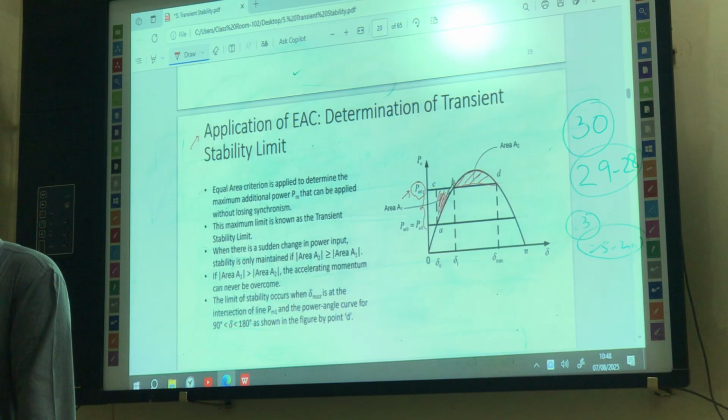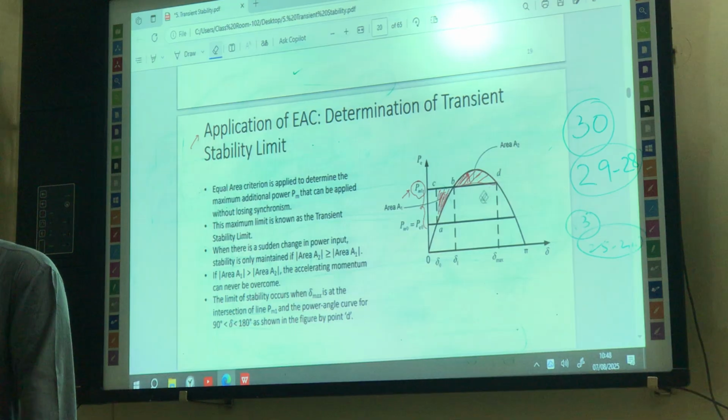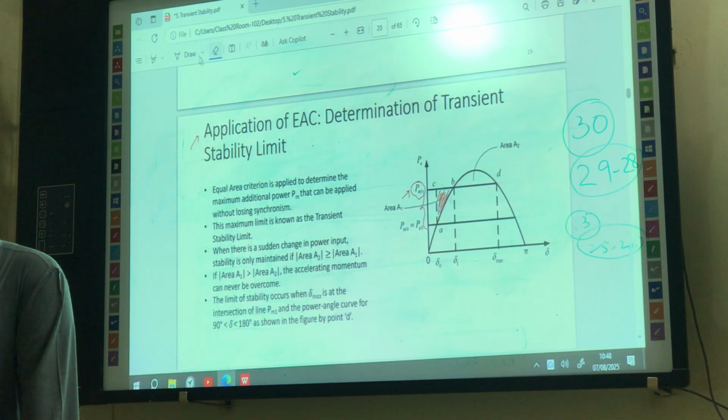But if you see that after taking this much, we are getting... let me just... let's say I will give a numerical example, no problem. So let's say this is the area in the acceleration phase.